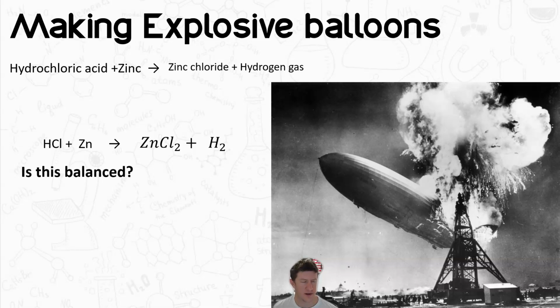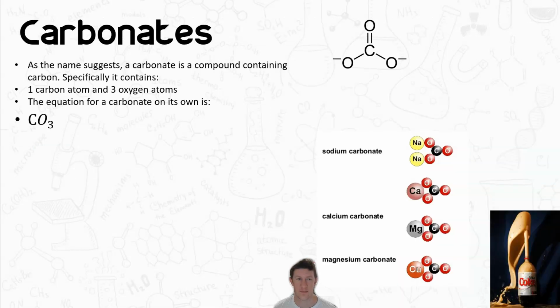So just have a quick look at this equation. This was acid metal producing salt and hydrogen. Is it balanced? Hopefully you can say no. And if you were to balance it, what would you do? If we wanted to balance this equation, all we've got to do is put a little 2 on the front, and we are done.